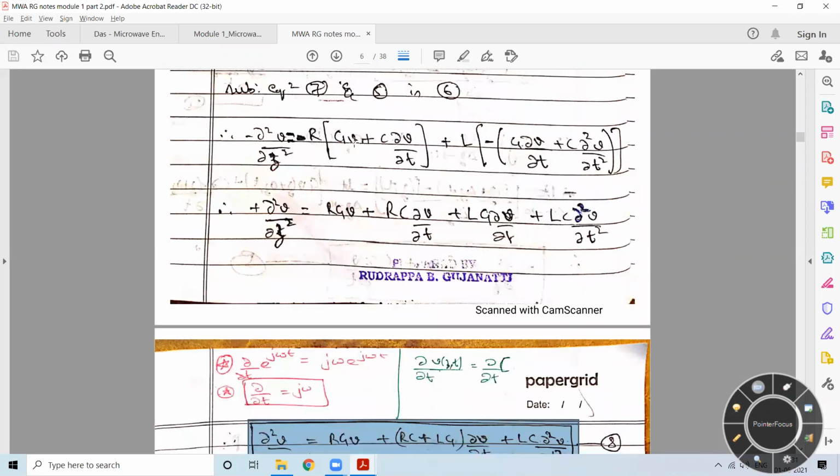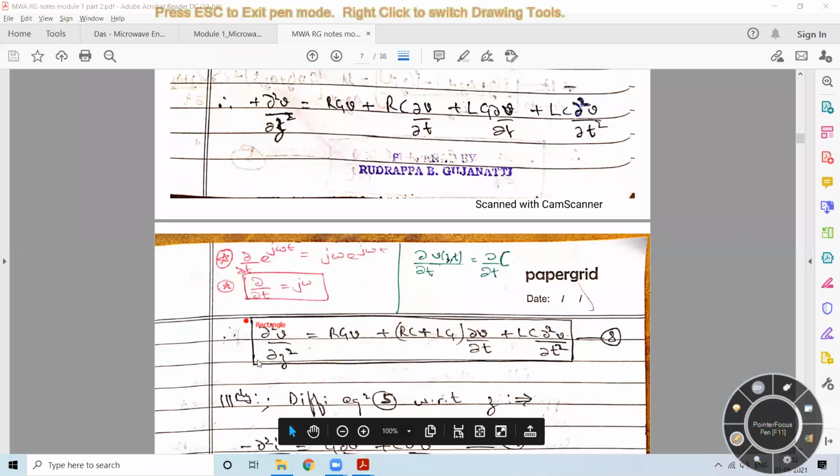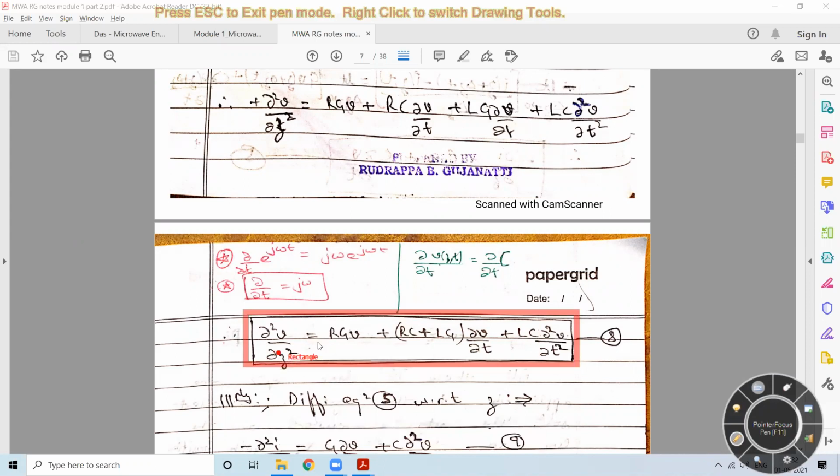So you multiply R with these parameters, you multiply L with these parameters, and you will be ending up in one of the equations. So remove the common terms. So in this, these are the common terms. This is related to V, this is related to dou V by dou T, and this one is dou square V by dou T square. So these are three parameters what you are having on the right hand side. So when you segregate those things, we are getting this final equation, that is dou square V by dou Z square is equal to RGV plus RC plus LG dou V by dou T plus LC into dou square V by dou T square.